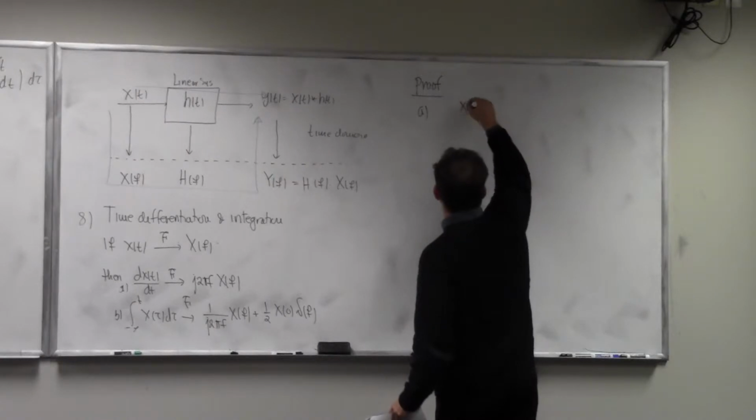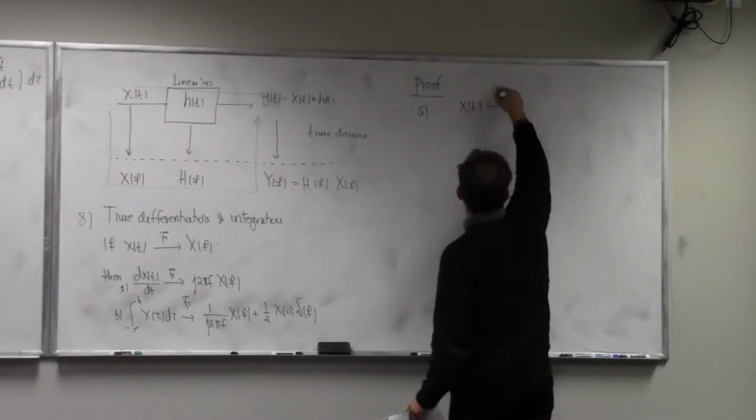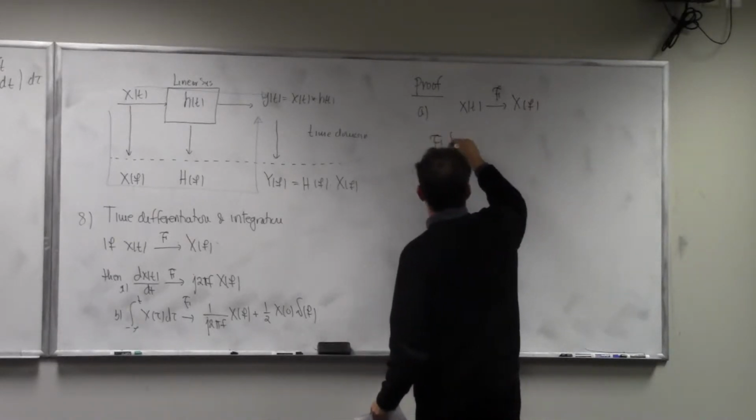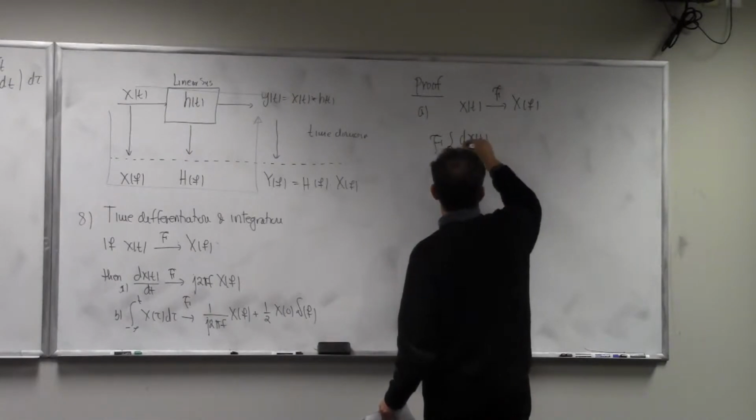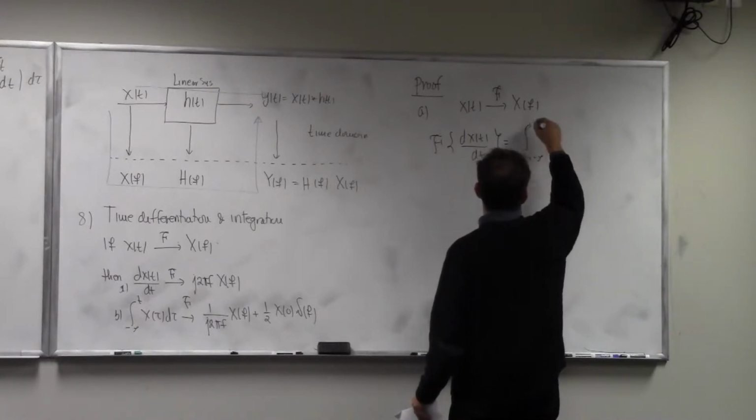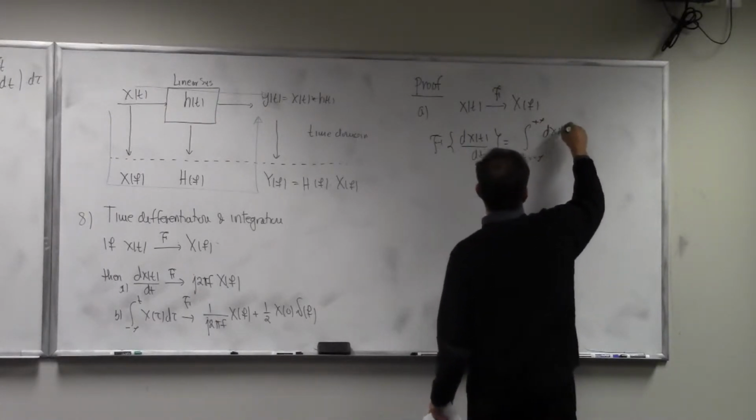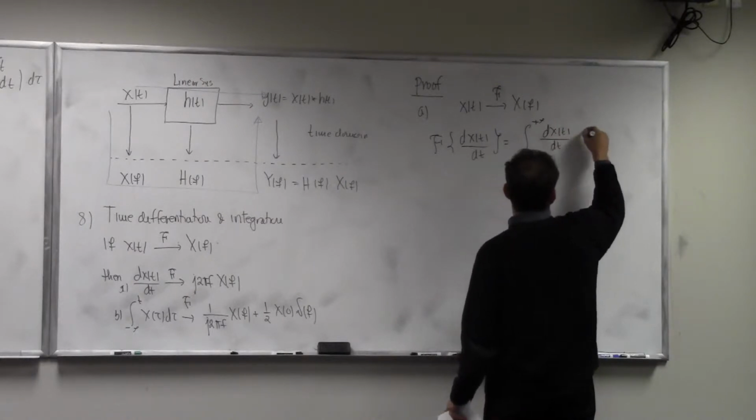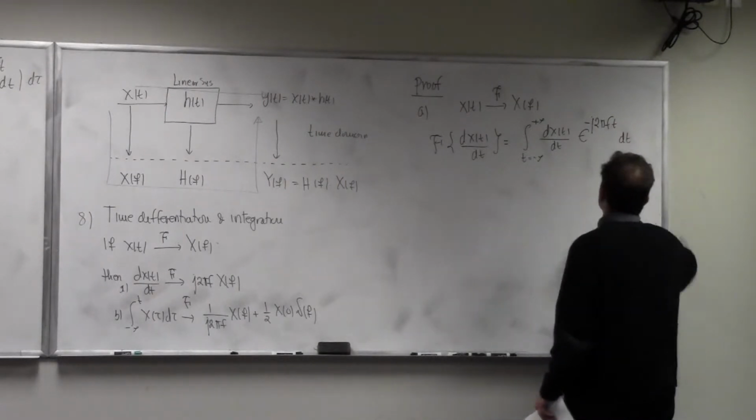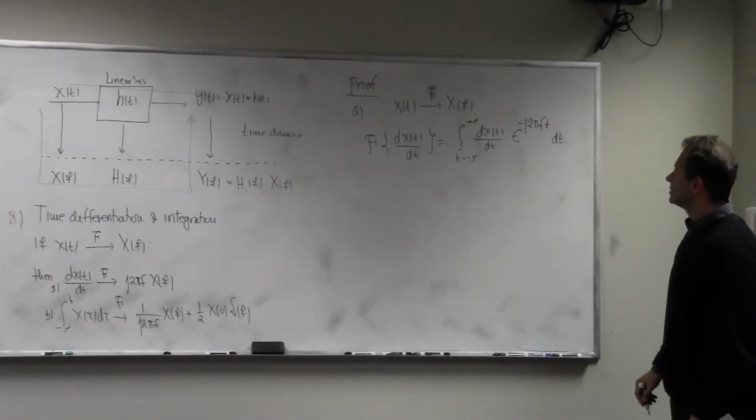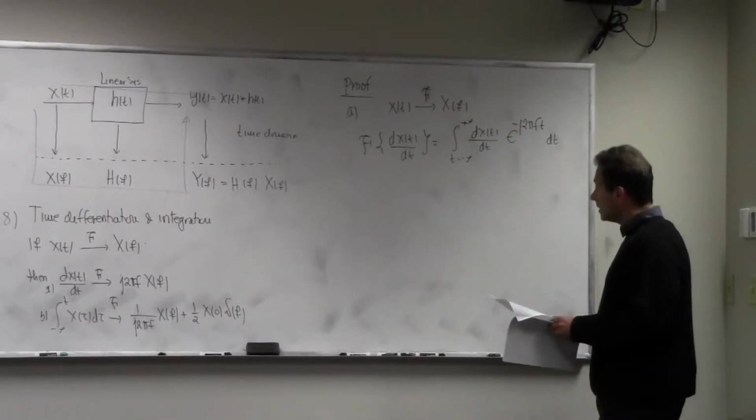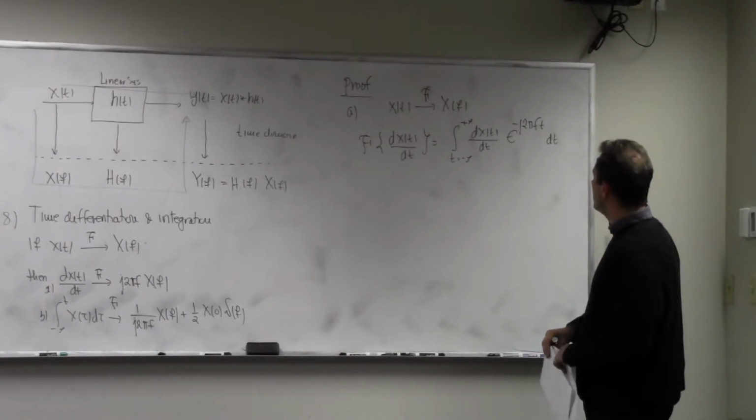So I have x of t has a Fourier transform X of f. Then the Fourier transform of the derivative dx of t over dt, by definition, is an integral where t goes from minus infinity to plus infinity of dx of t over dt, and then I have e to the minus j 2 pi ft dt. Nothing smart here. All I did is replace the Fourier transform symbol with the actual integral. Now, we're going to integrate this one by parts.